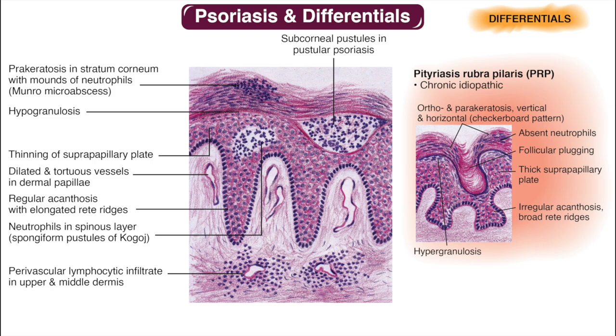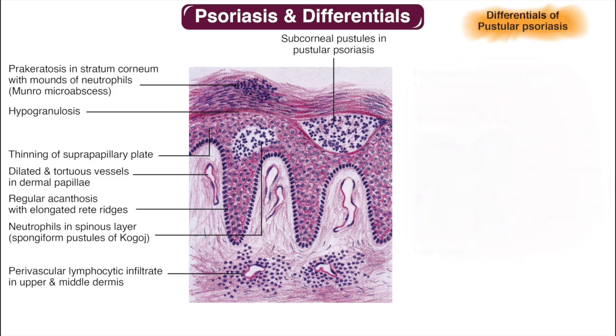Pityriasis rubra pilaris is a chronic idiopathic skin disorder with characteristic histologic findings that include checkerboard pattern of alternating ortho and parakeratosis both in vertical and horizontal directions, follicular plugging, psoriasiform epidermal acanthosis with broad rete ridges, thick suprapapillary plates, and normal to increased granular layer, no intracorneal neutrophils. Now let's have a look at the differentials of pustular psoriasis.